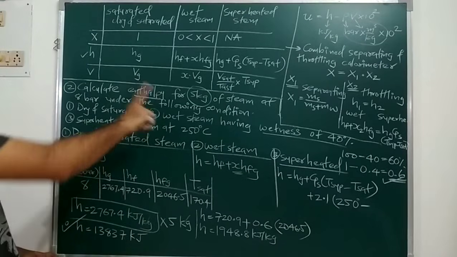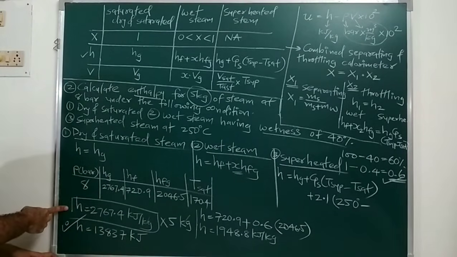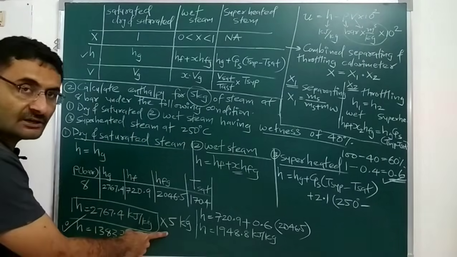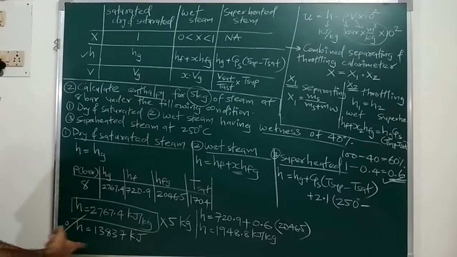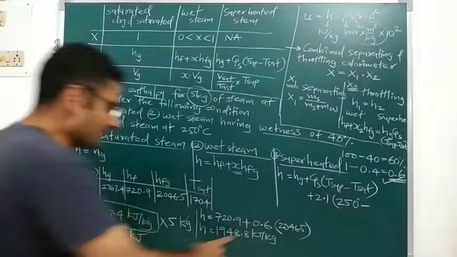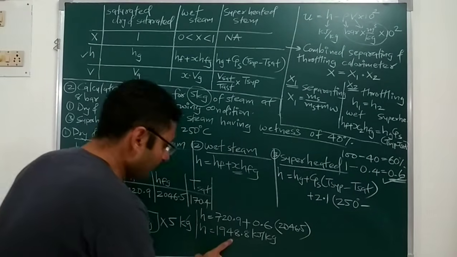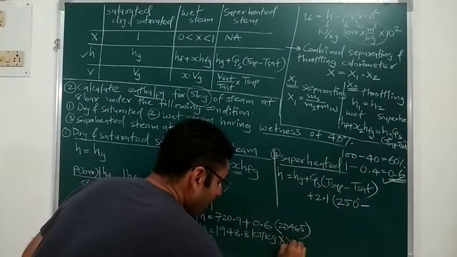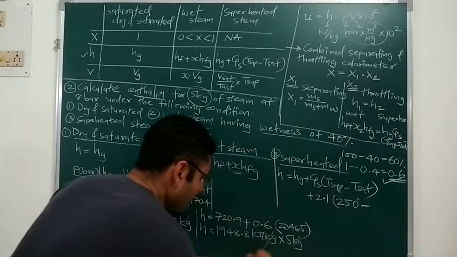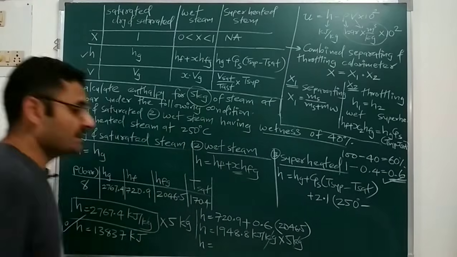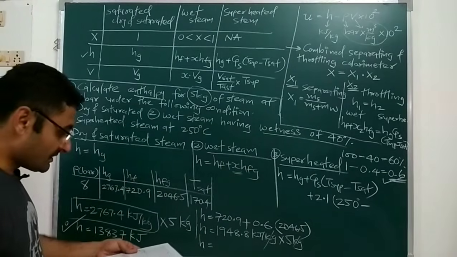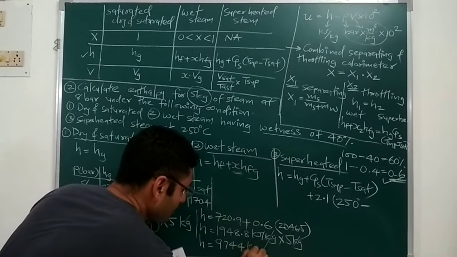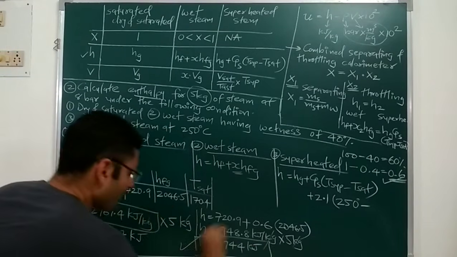In the numerical, if 1 kg of steam is given, then that answer is correct. But instead of 1 kg, 2 kg is given. So that answer multiply with 2 kg. So kg will get cancelled. So final answer will be in kilojoule. Similarly over here also, enthalpy you have calculated for wet steam for 1 kg of steam. And actually 5 kg of steam is given. So kg will cancel. Answer will be in kilojoule. So your answer will be 9744 kilojoule only. That is the final answer.